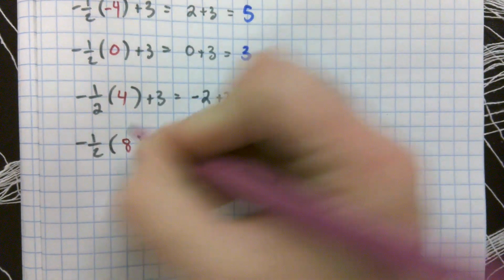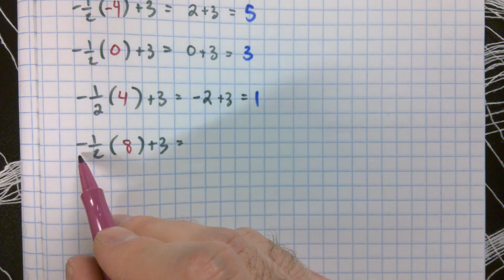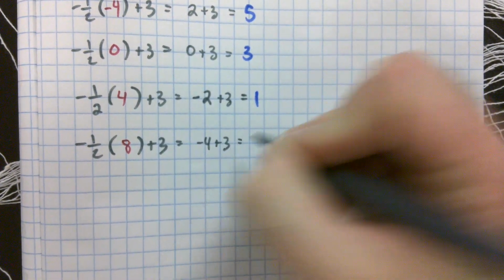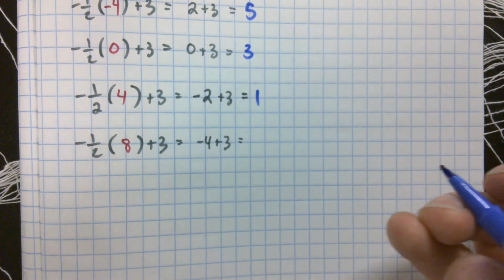Let me plug in 8. What's half of 8? 4. And with a negative times a positive, we get a negative 4. Now, negative 4 plus 3, that's going to give us what?